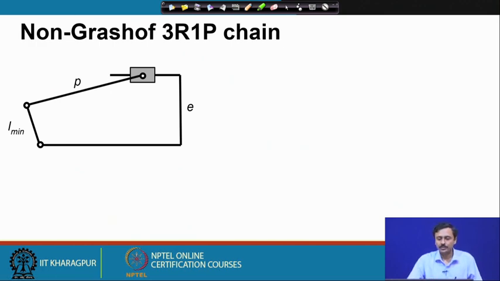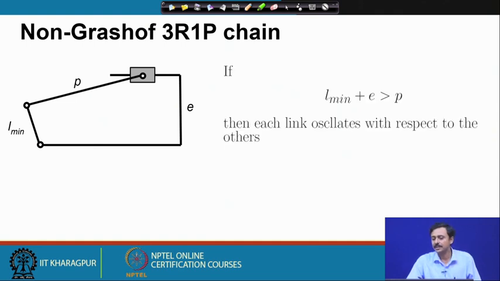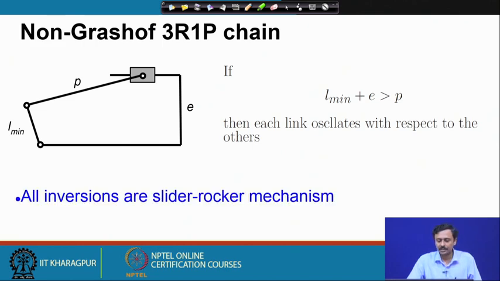So, let us look at the non-Grashof 3R1P chain. If L min plus E is greater than P, then each link oscillates with respect to the others. So, the Grashof criterion is not satisfied, which means this must be the condition for a non-Grashof 3R1P chain. All inversions of the non-Grashof 3R1P chain are slider rocker mechanisms. There is a single assembly mode, as we have seen before.